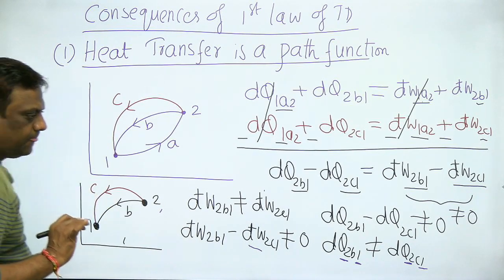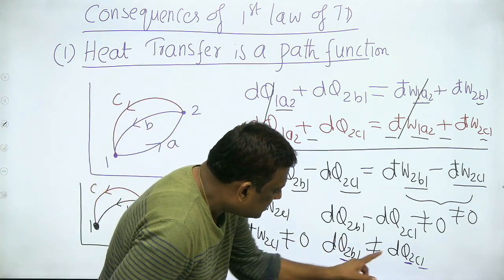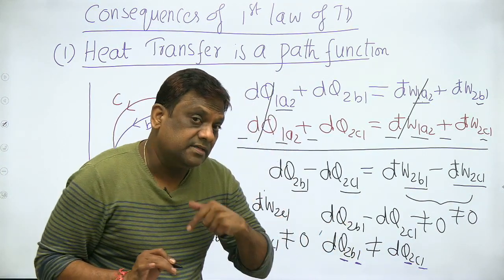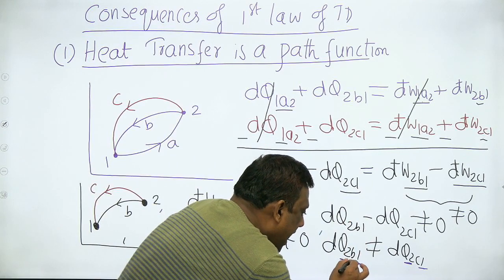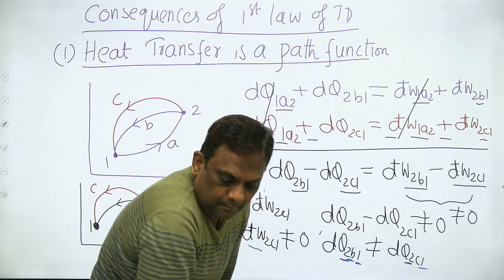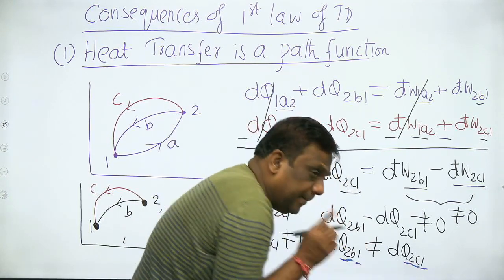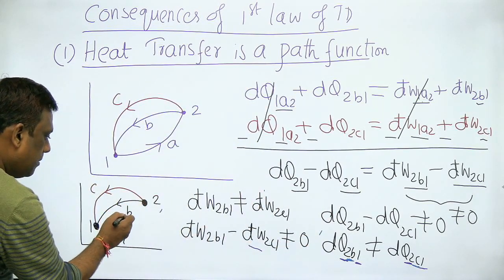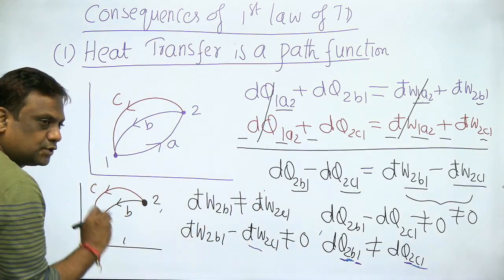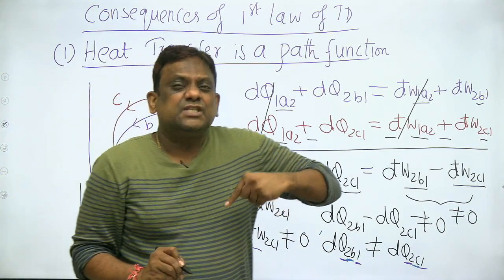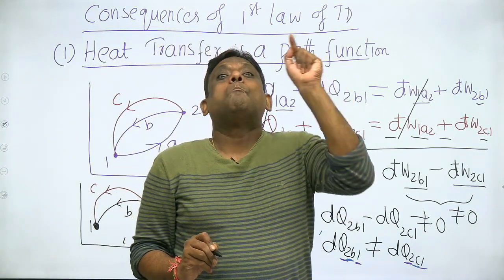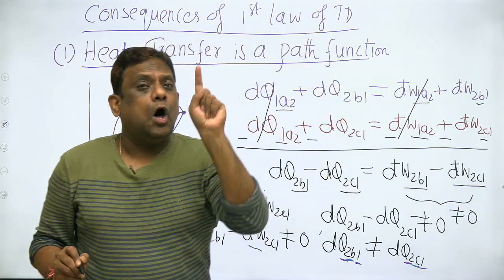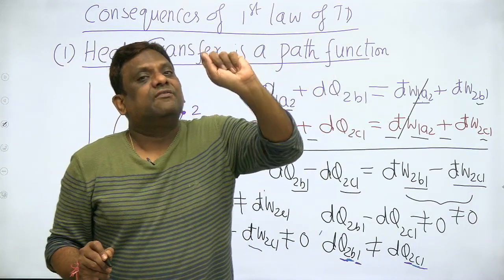The end points are the same, yet the heat transfers are not the same. What is the reason for that? Because path B is different and path C is different. Though the endpoints 2 and 1 are the same, my heat transfer is not the same. Means heat transfer is not depending on points. That's why it is not a property, because all properties are point functions.